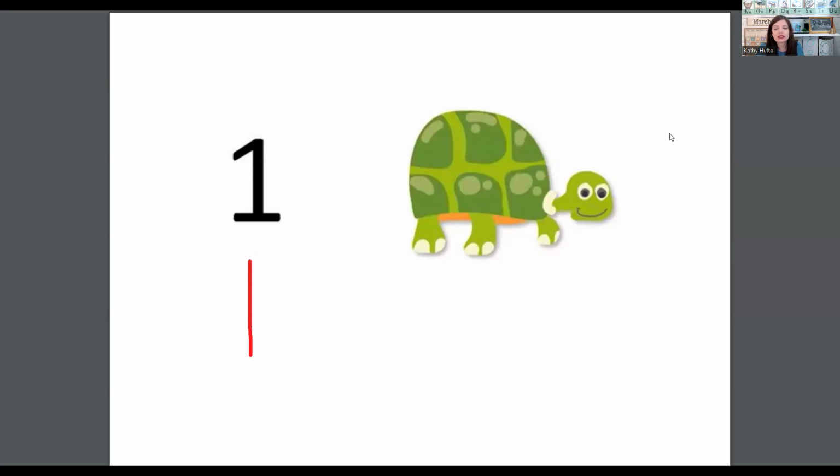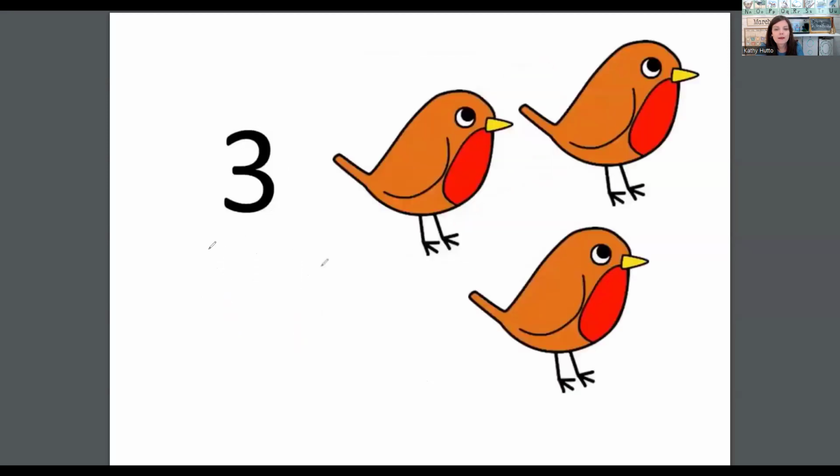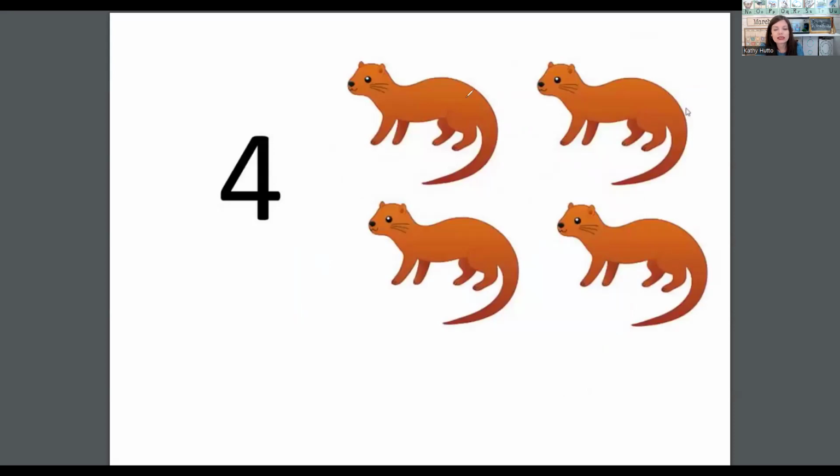How many fish can you see? Two. Two fish, two lines. 1, 2. How many birds can you see? 3 birds. Let's draw our tally marks. 1, 2, 3. 3 lines for 3 birds. How many muskrats can you see? 4. 1, 2, 3, 4.